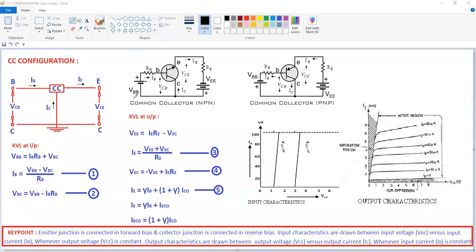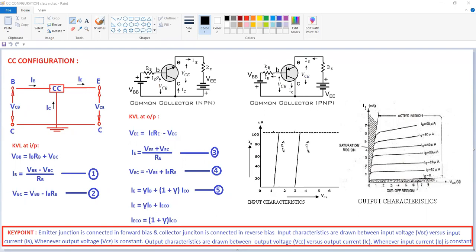VBB is your supply voltage at input side. VEE is your supply voltage at output side. VCB is the input voltage across the transistor. IB is the input current to the transistor. VCE is the output voltage across the transistor. And IE is your output current of the transistor. These are your input and output voltages and currents.